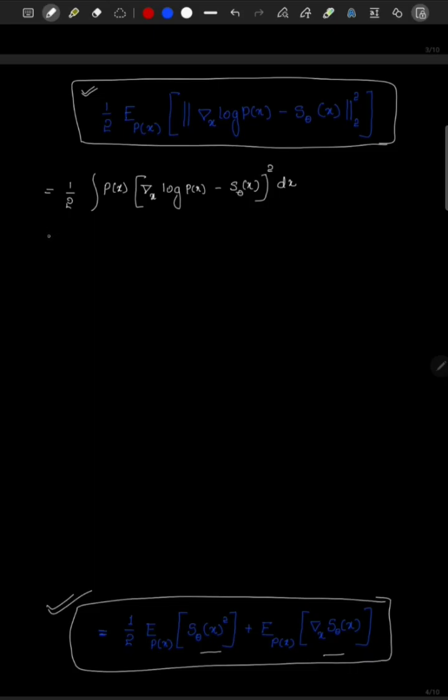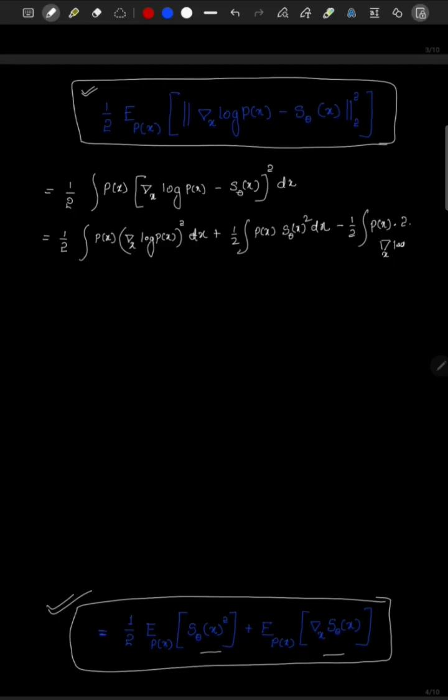Now I will try to remove the square bracket, where I will get the integral of p of x times the gradient of log px squared dx, plus half into p of x s theta of x squared dx, minus half into p of x times 2 into the gradient with respect to x of log px times s theta of x dx. Let's look into the last term. Can we further simplify this last term? Let's see.